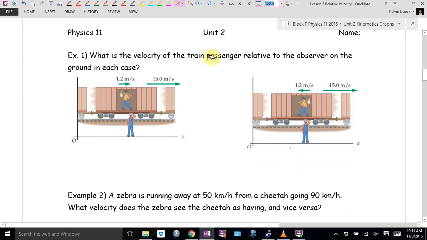What's the velocity of the train passenger relative to the observer on the ground in each case? So let's suppose this train is moving to the right at 15 meters per second, and this person is walking to the right at 1.2 meters per second. How fast would this guy on the ground see this person walking? Or as an abbreviation, what would the relative speed be? My abbreviation for relative speed is REL. What do you think?